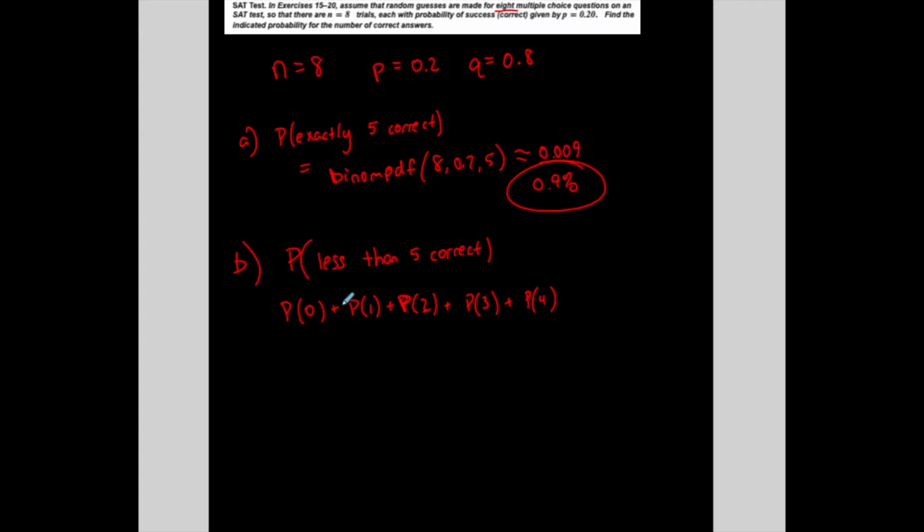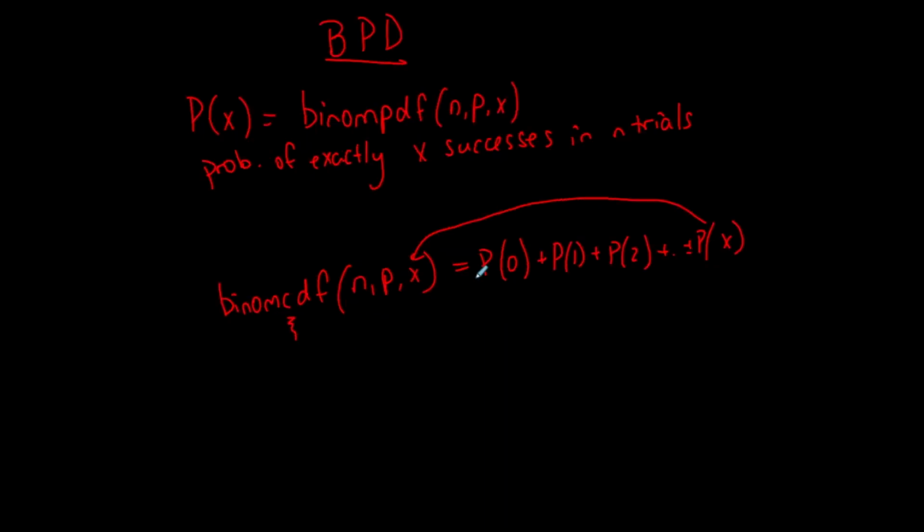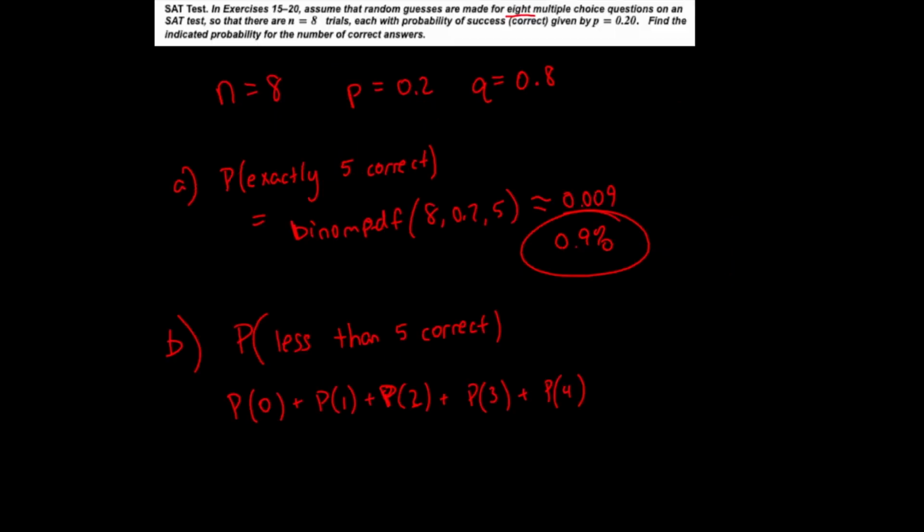Now, who wants to do 5 calculations? I'd have to do binom PDF for this, plus binom PDF for this, plus binom PDF for this, and I'd have to add all these up. If I'm using binom PDF, I'd have to do it for each one of these 5 times. Here's where binom CDF comes into play and makes my life easier. It does the sum for me, cumulative, from 0 up to whatever this X value is. So what am I going to do? For this one, I'm going to do binom CDF.